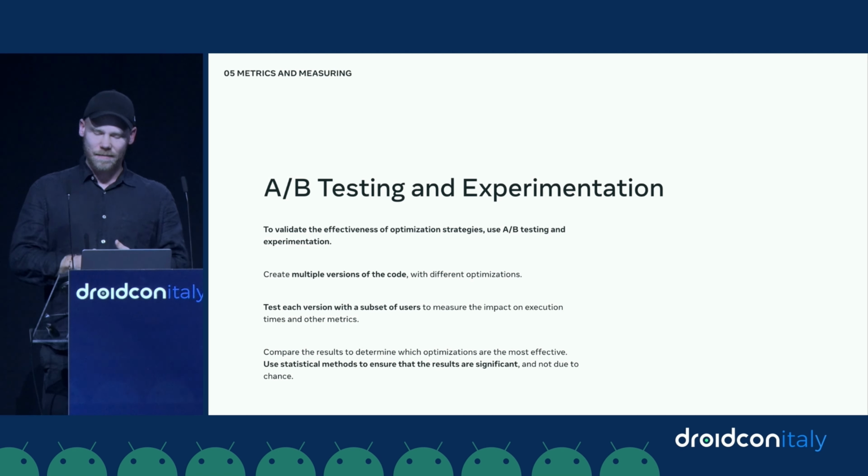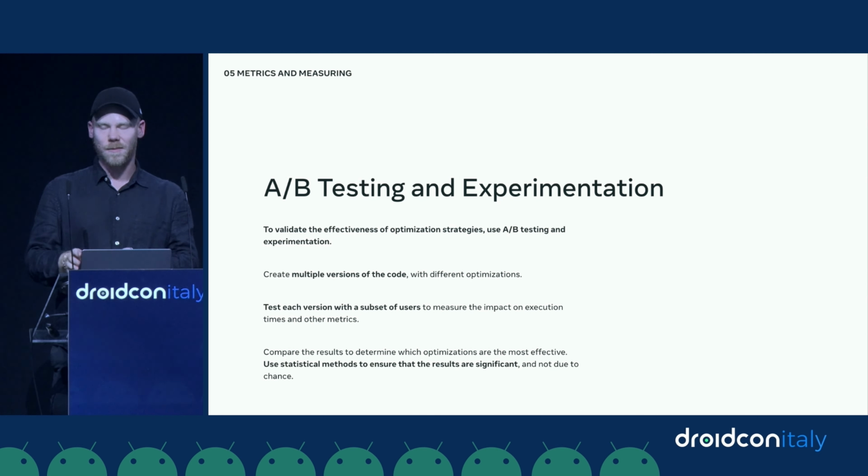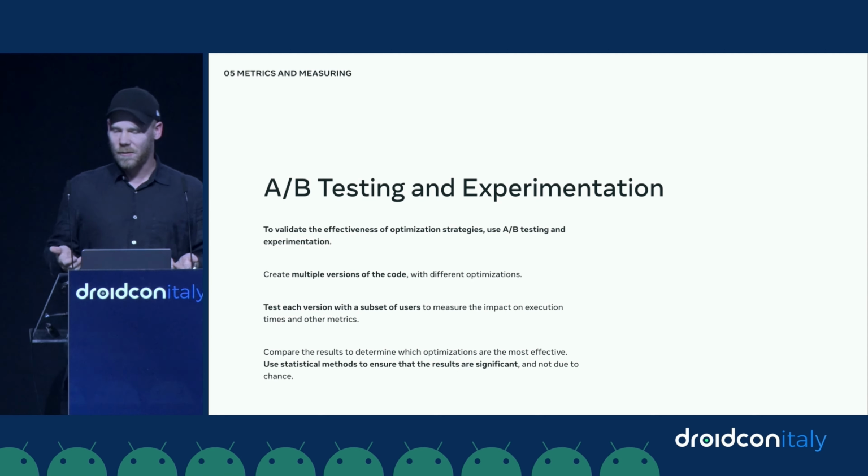So to validate the effectiveness, we will have to use A/B testing and experimentation, because we need to be able to compare both sides of the coin to each other. So we would create multiple versions of the code with different optimizations. We will test each version with a subset of users. We will collect the data, measure the impact, and from there we will figure out which one works the best for the sector that we are looking at right now. And we will also, of course, make sure it doesn't break our guardrails and that the app still works.